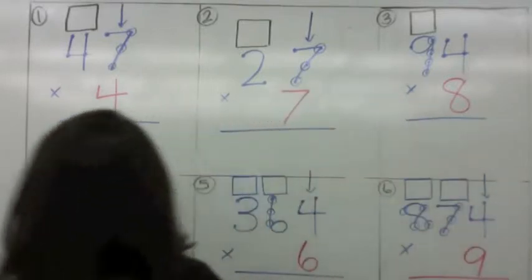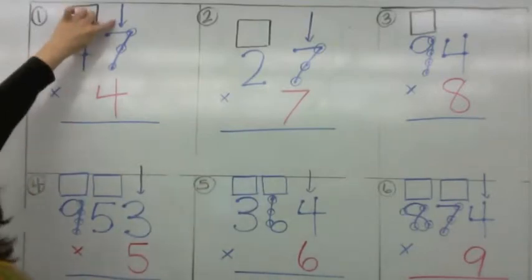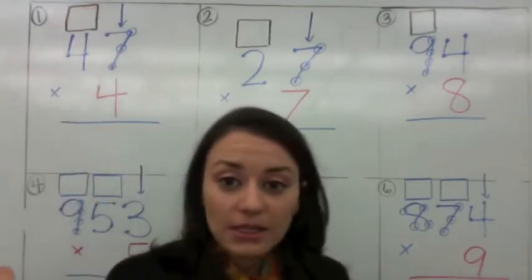All right, so this arrow says start with the ones place. Start with the what? This is the ones place.